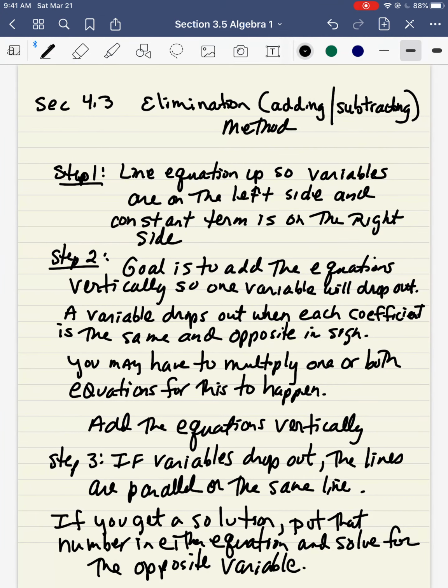Section 4.3 Elimination, Adding or Subtracting Method. Step 1. Line the equations up so the variables are on the left side of the equal sign and the constant term is on the right side.